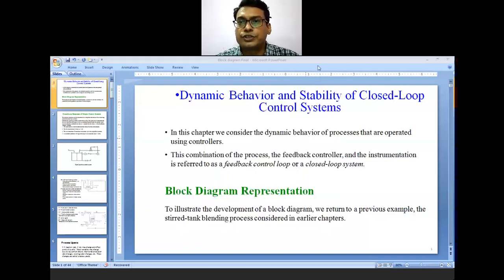Dear students, I welcome you to today's lecture related to the dynamic behavior and stability of closed loop control systems. For that, we must understand what block diagram algebra is.